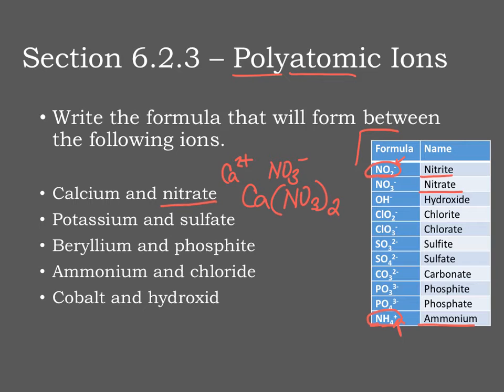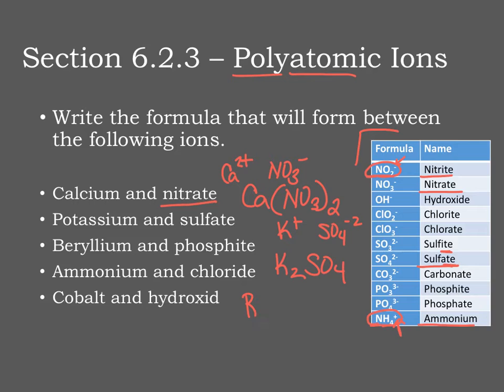Potassium sulfate, potassium is K+1. Sulfate, watch your differences, ates versus ites, there's a difference. So sulfate is SO4 with a -2. So here I'm going to need 2 potassiums for every 1 sulfate.